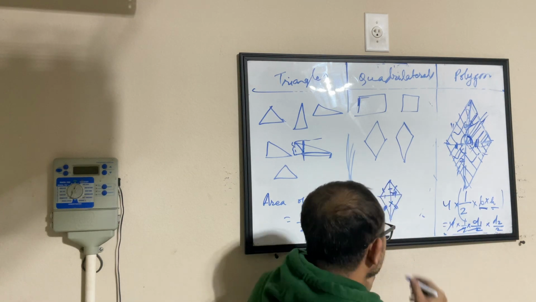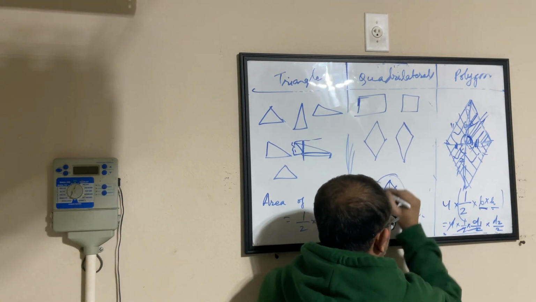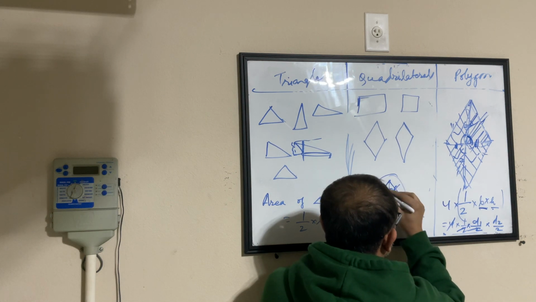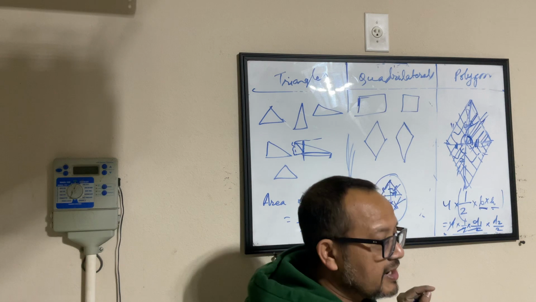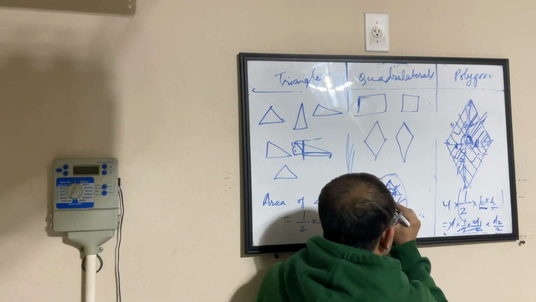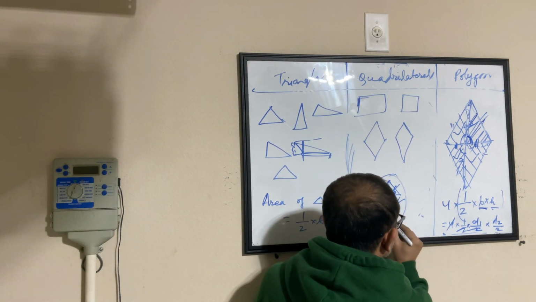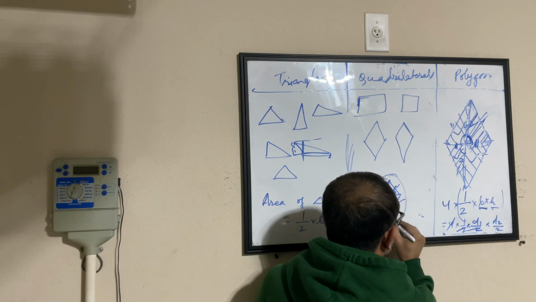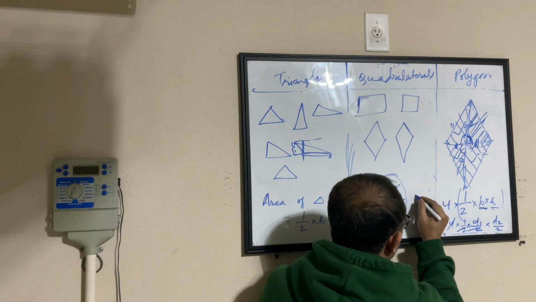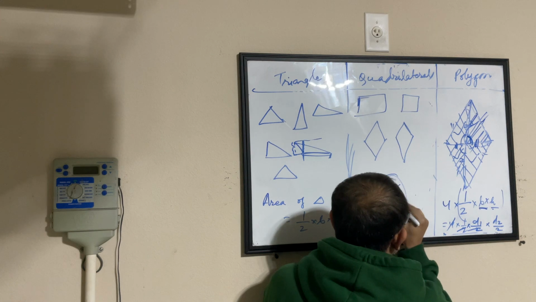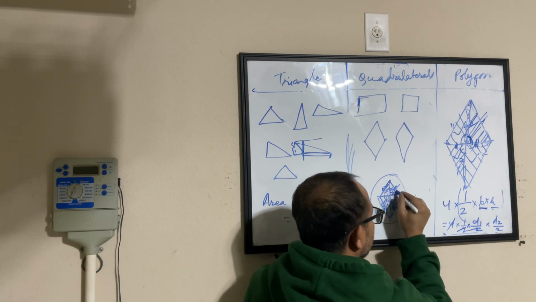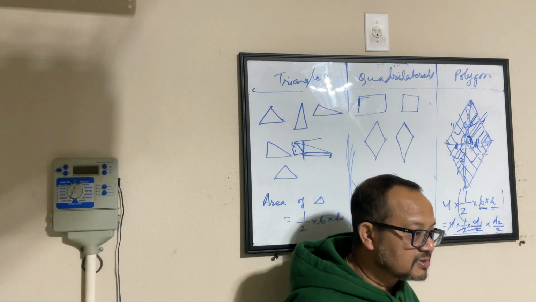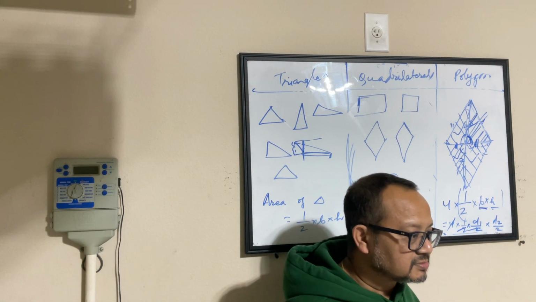So the area of this kite would be equal to the area of this plus the area of this, and the area of this plus the area of this. And when you apply the theorem of congruence, you will figure out that this triangle and this triangle are congruent, and this triangle and this triangle are congruent. So you at least have to give two sides and one diagonal.